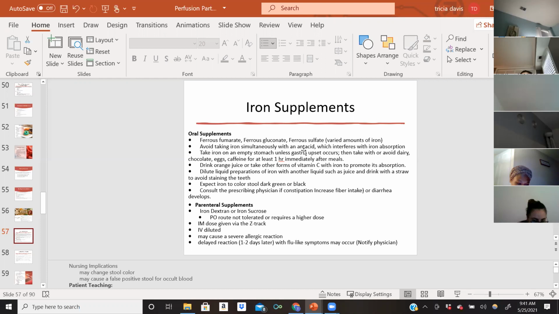Hey, I gave this IV dextran today. This is the time I gave it, because you want to be able to know when that 1 to 2 days later is, so that every nurse after you can follow for that delayed reaction. Those patients that experience that reaction will have flu-like symptoms. So they might have a fever, body aches, stuff like that. And if that happens, then you definitely want to notify the physician.